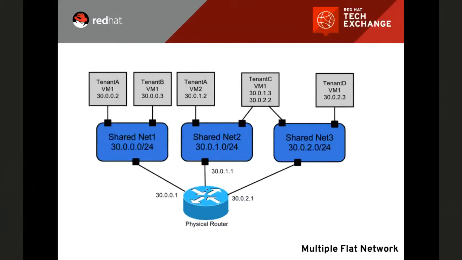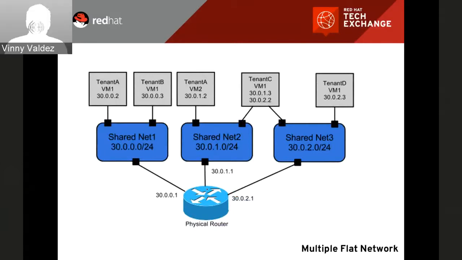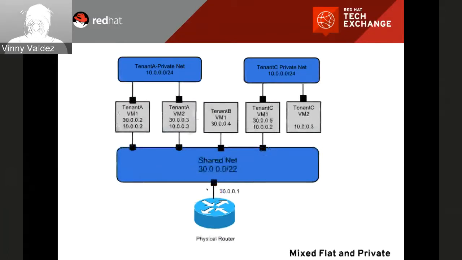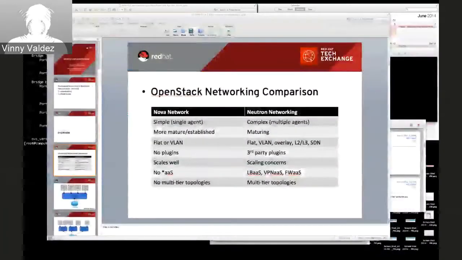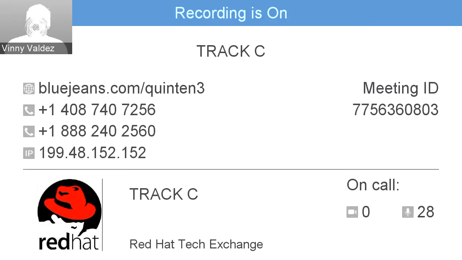Next would be the mixed flat and private network. So this is where you have the ability to have multiple networks as well as give one of your tenants a private network if they need it.